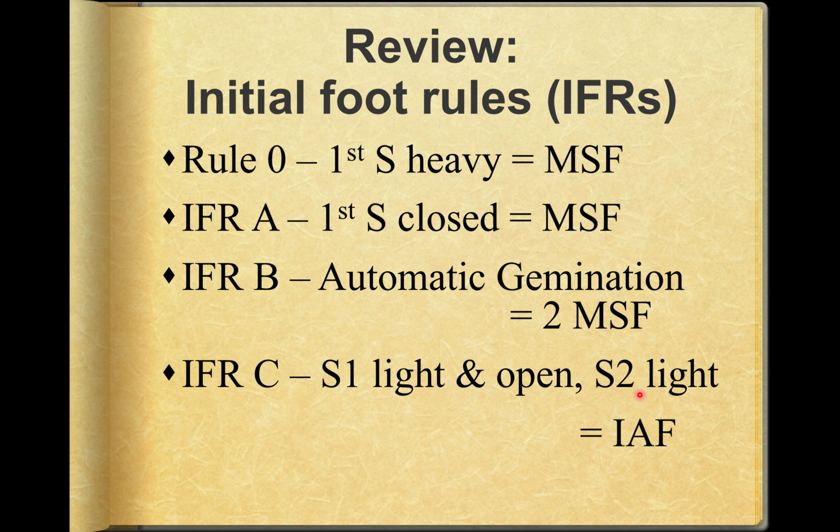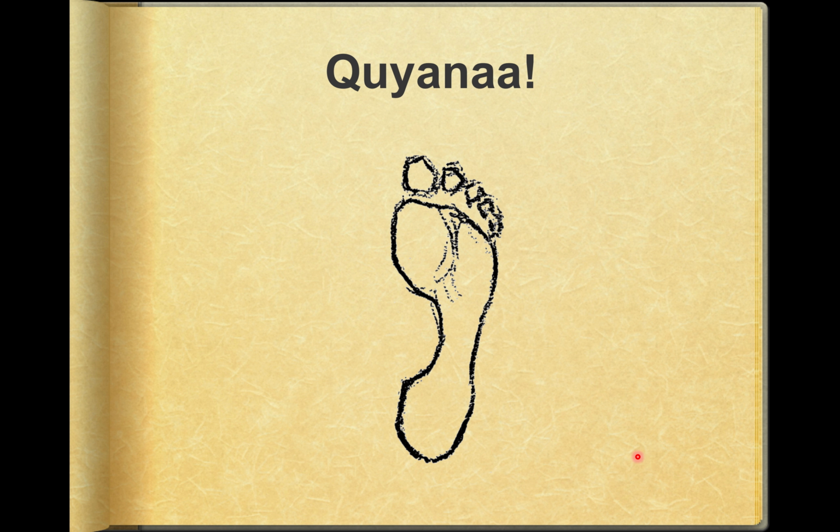So here's a recap, and I hope that they make sense to you. I'll spell it out. Rule 0 means that the first syllable is heavy, and that forms a monosyllabic foot. In initial foot rule A, the first syllable is closed, and that forms a monosyllabic foot. Initial foot rule B is where automatic gemination happens, and that forms 2 monosyllabic feet. This is only for automatic gemination. Initial foot rule C says that if syllable 1 is light and open, and syllable 2 is light, then it forms an iambic foot. Koyana.